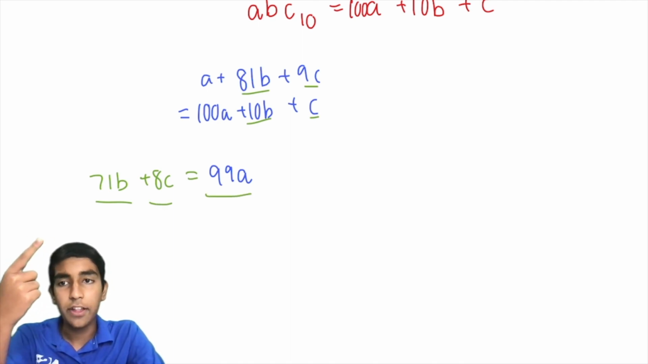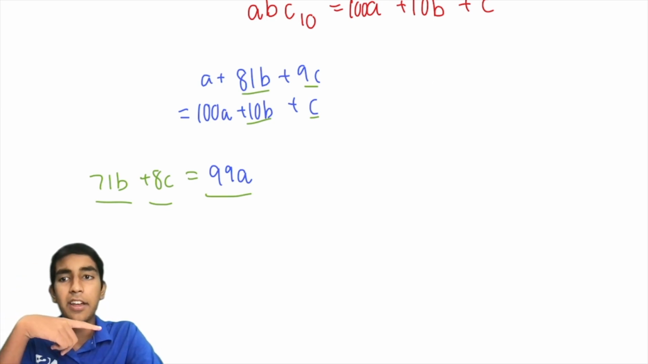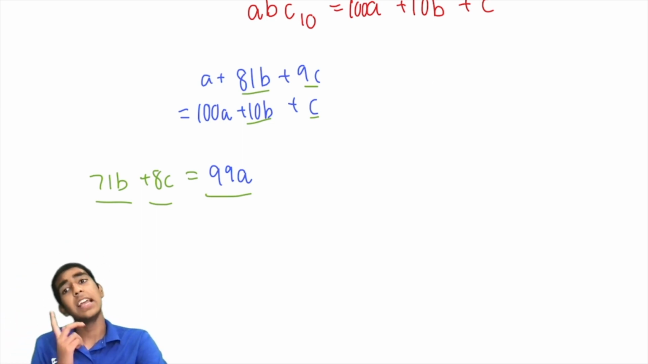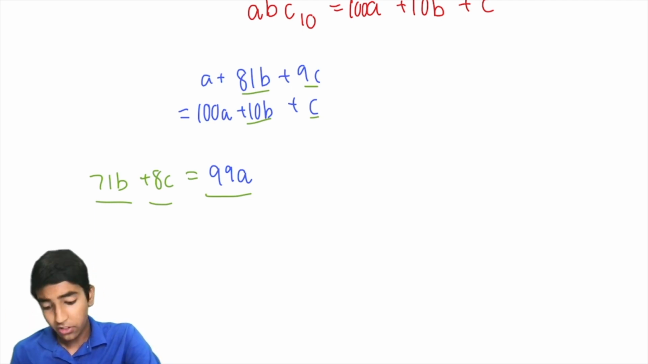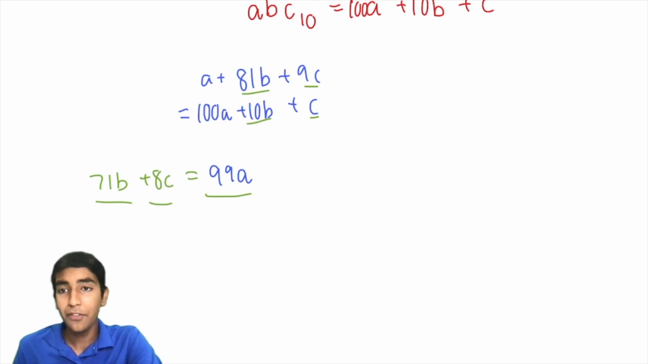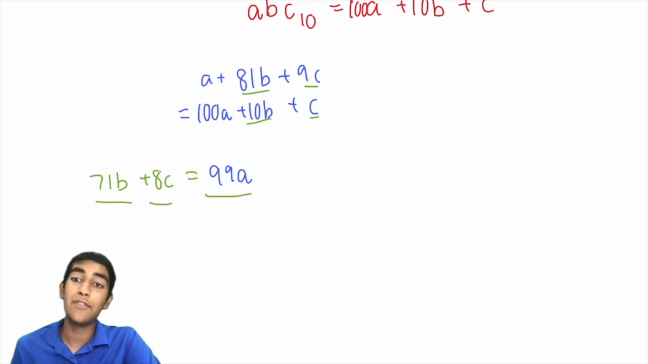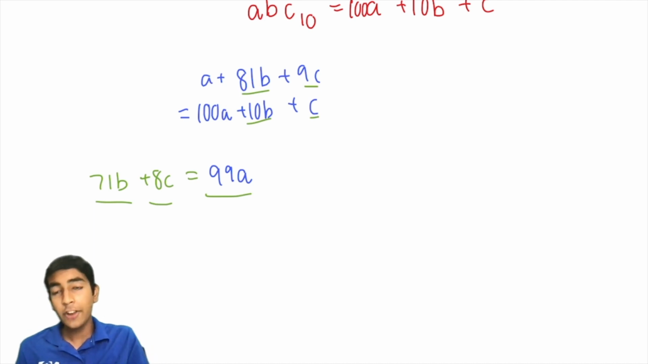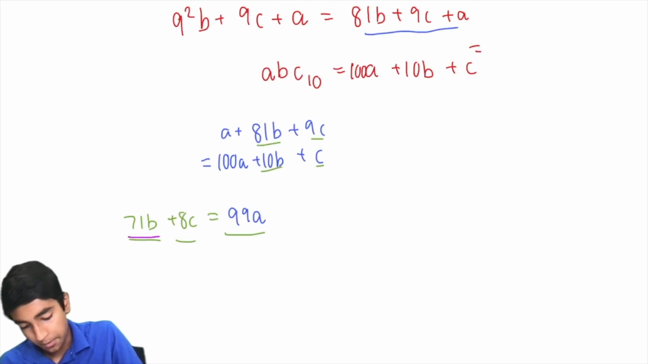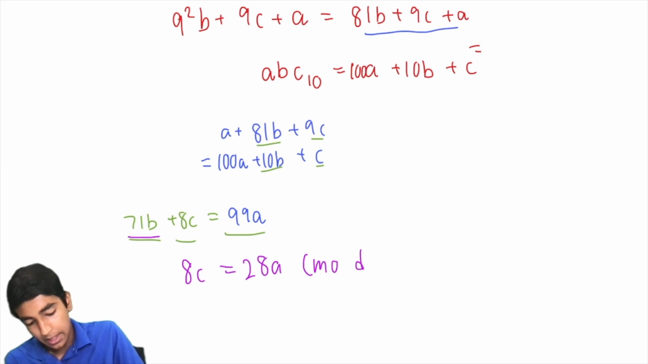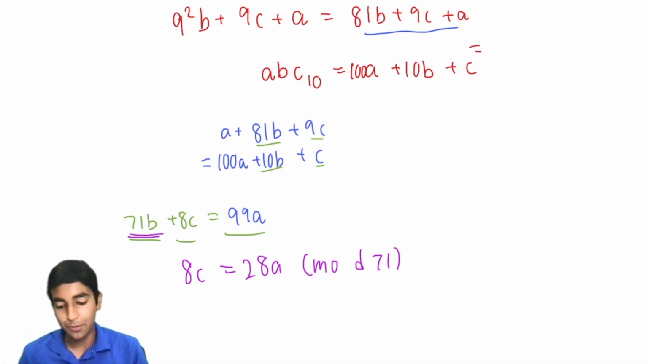So how do we solve this? I mean, there's going to be a lot of possibilities, and it's kind of like a diophantine equation, which is an integer equation that we explored in the previous video of the series. So the key thing here is sometimes it's helpful to take mods. If you remember from the diophantine equation techniques, what mod should we take here? Well, the key thing here is we can take mod 71. So let's take mod 71 from here. We end up with 8c equal to 28a mod 71, because 71b is a multiple of 71.